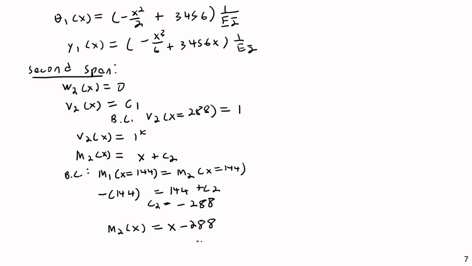And then, let's see, what else? Let's go ahead and work through the rotation and then deflection. That'd make more sense. So theta 2 as a function of x is, of course, going to be equal to 1 over EI times the integral of m as a function of x dx.